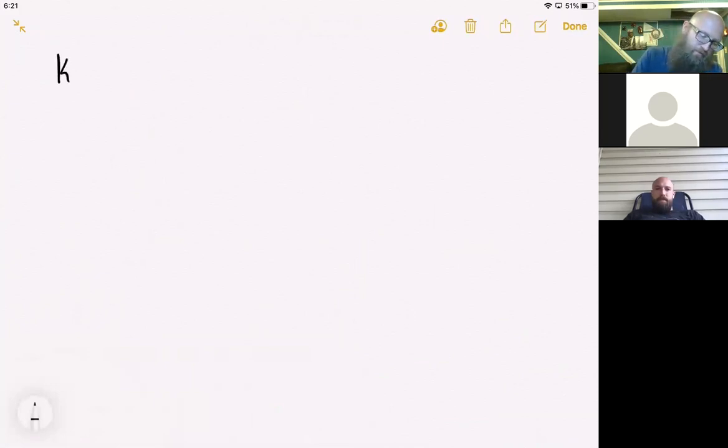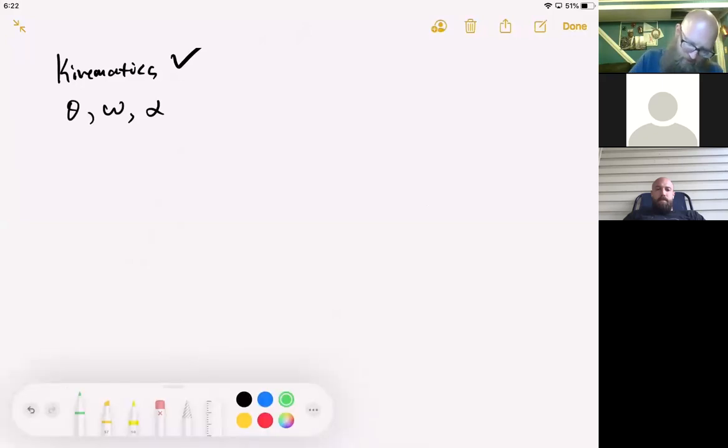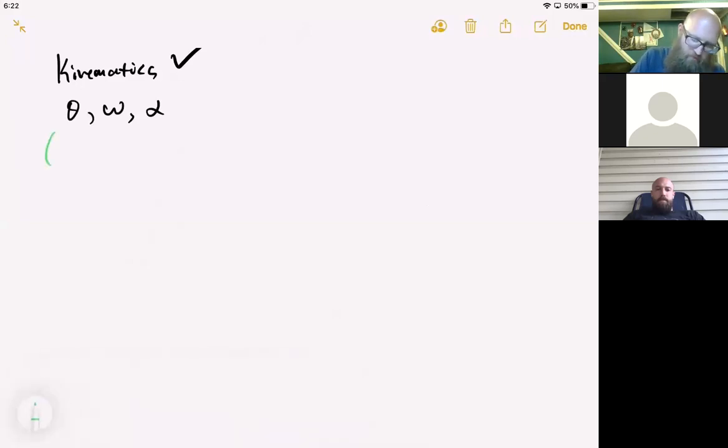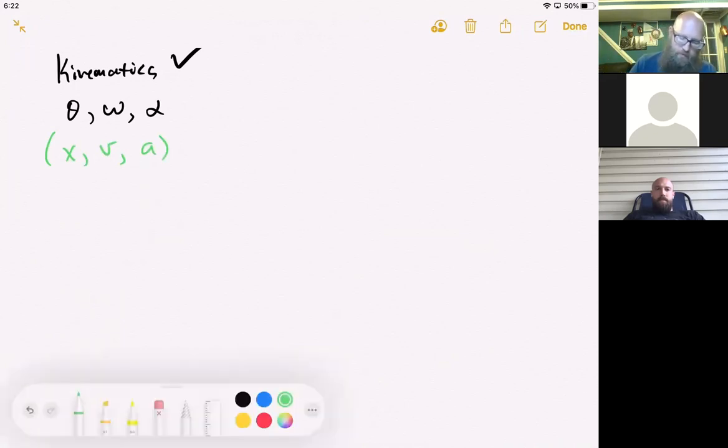We did kinematics, right? We wrote kinematic equations for theta, omega, and alpha. Remember, those are just the rotational analogs to position, velocity, and acceleration. They're just angular position, angular velocity, and angular acceleration. We did uniform motion, right?